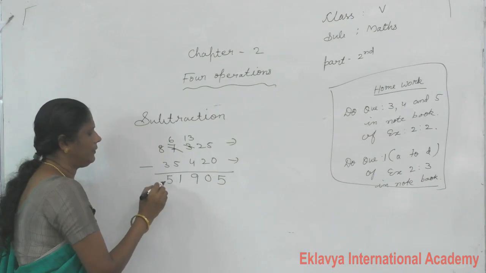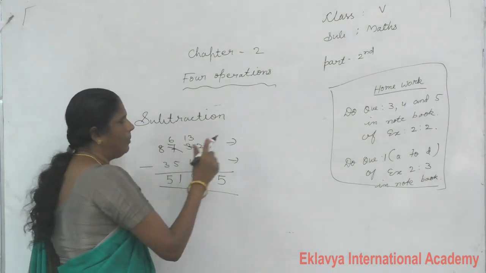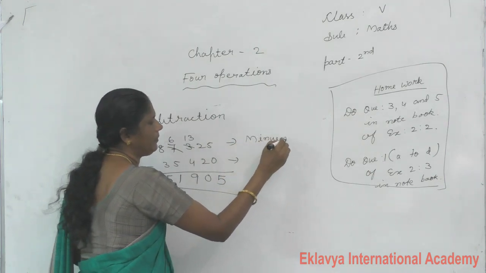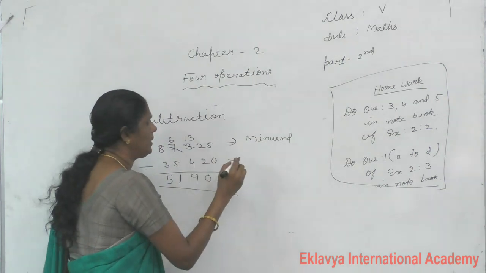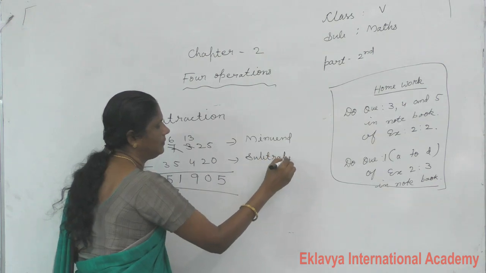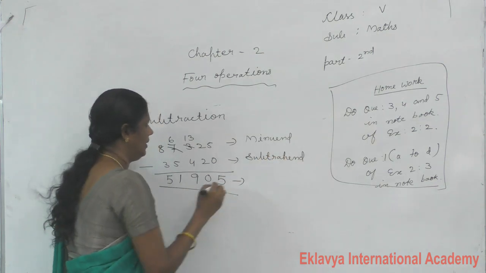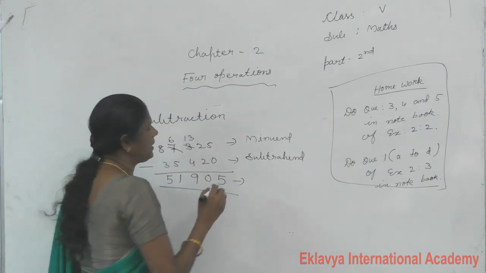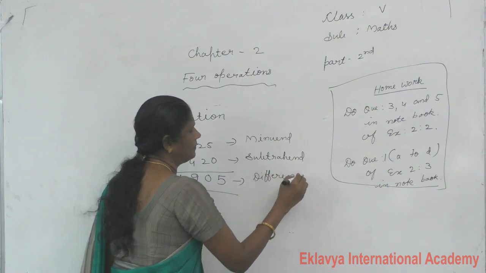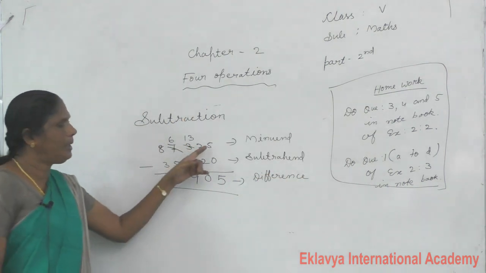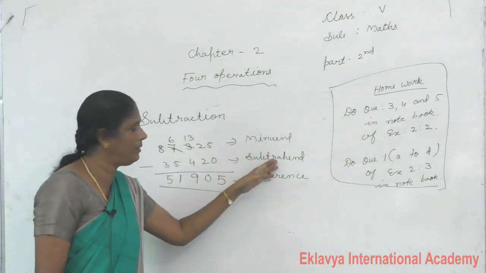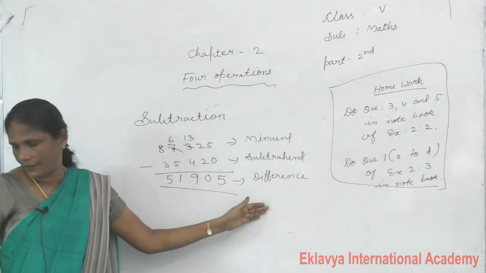Then the bigger number is called minuend. The smaller number is called subtrahend. Then the result is called difference. Again, the bigger number is called minuend, the smaller number is called subtrahend, the result is called difference.